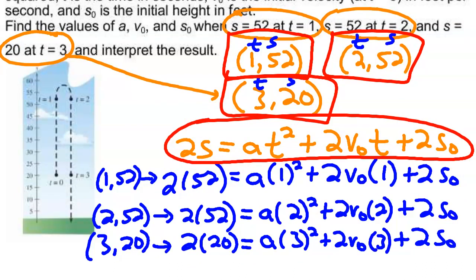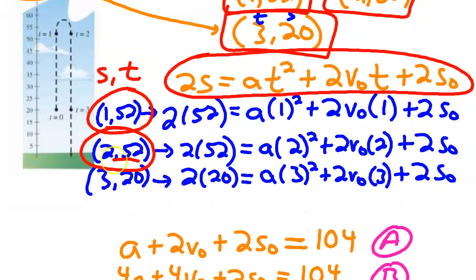And into that formula, I plugged in these 3 points. So I plugged in (1, 52) into that formula, which is what you see here on the screen. I plugged in (2, 52) into that formula. And again, this is getting plugged in for s and for t. So even though those are our variables in this formula, we're actually plugging numbers into those variables. And what we're actually solving for is a, v sub 0, and s sub 0. So in our system of equations, our variables are actually going to be a, v sub 0, and s sub 0. It's not going to be t or s, right? So we plug in these 3 points into that formula.